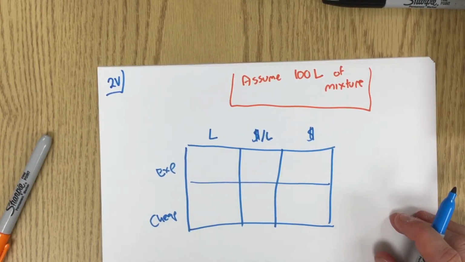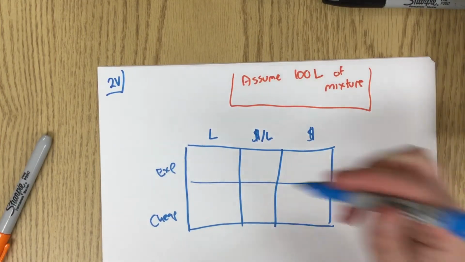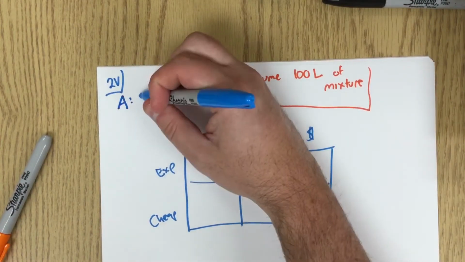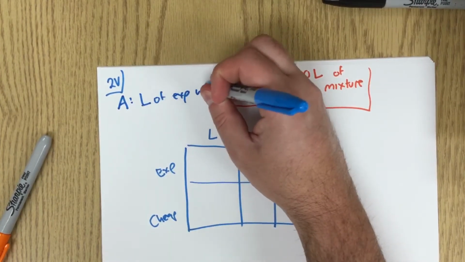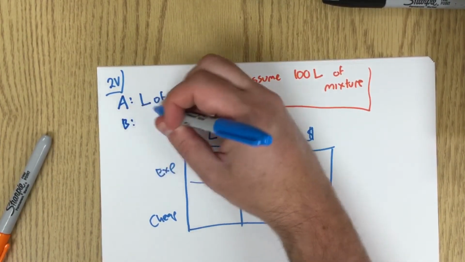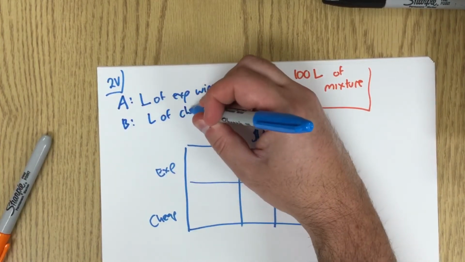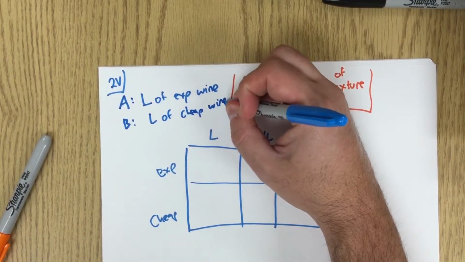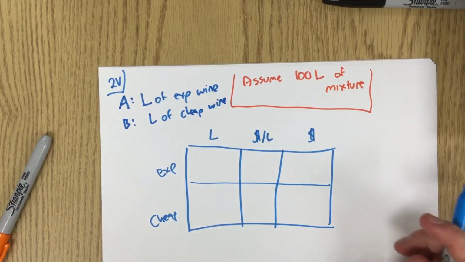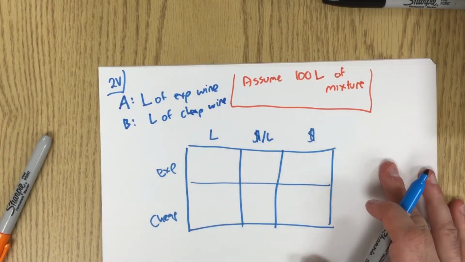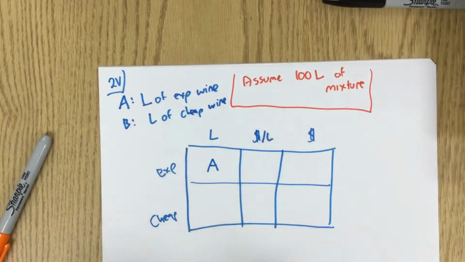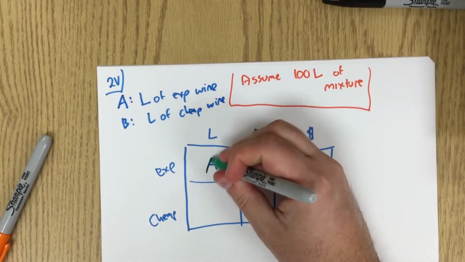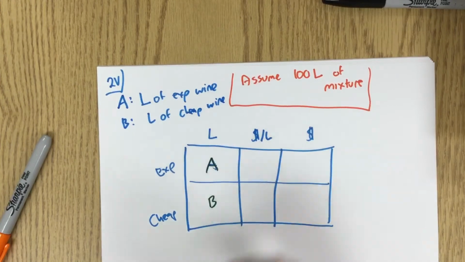So two variables. The two variables are, we want to know the percentage, which I'm going to say liters. So A is going to be liters of expensive wine, and B is going to be liters of cheap wine. So now we can fill out this table. So the liters of expensive wine is A. Oops, I'll use a different color for that. Okay. The liters of the cheap wine is B.